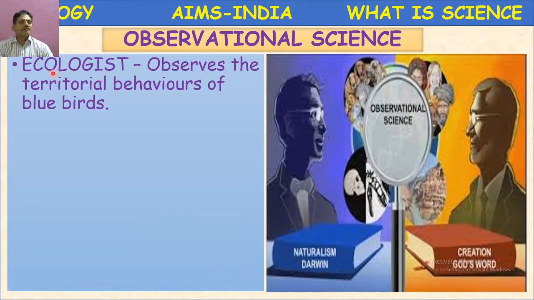So, for example, an ecologist observes the territorial behaviors of different animals. Okay? An ecologist observes the territorial behaviors of animals in relation to the environment, and why the animal behavior is like this, how these animals are present in this particular region only. Okay, so like that.